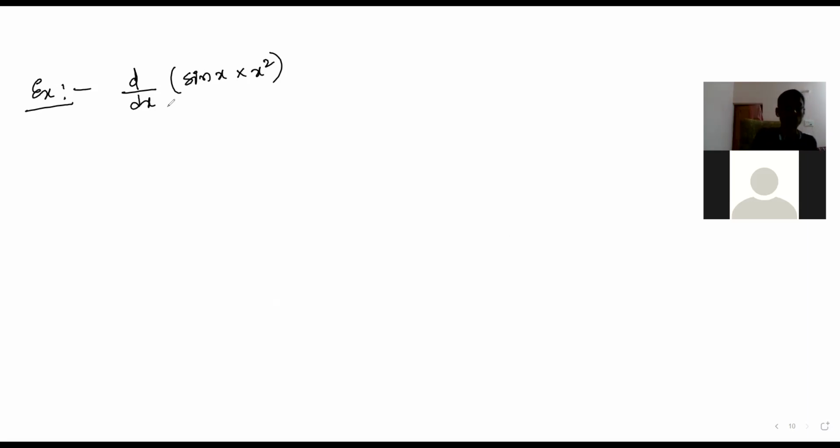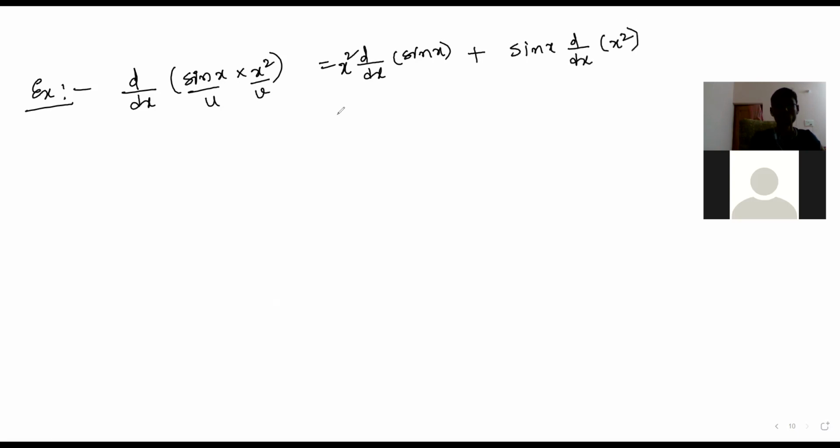Yes, sir. Let's say we have to do this. So what is the formula? This is u, this is v. U dash, that means what? d by dx of sin x. Okay, this x square keep aside. That means one function keep aside, then the other function you do. Then if you keep sin x aside, then d by dx of x square. This only we can write like this.